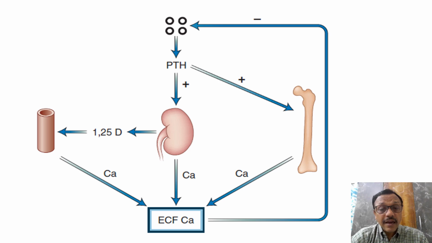This hormone tends to increase the formation of the active form of vitamin D, and this active form of vitamin D goes to the intestine, mainly into the small intestine, and from the intestine it tends to increase the amount of calcium absorption, and again thereby increases the extracellular fluid calcium level and maintains homeostasis.